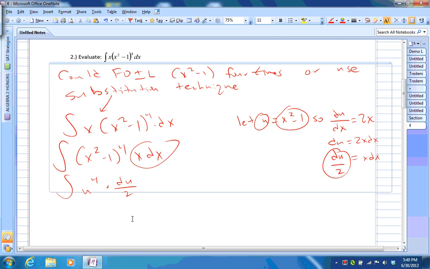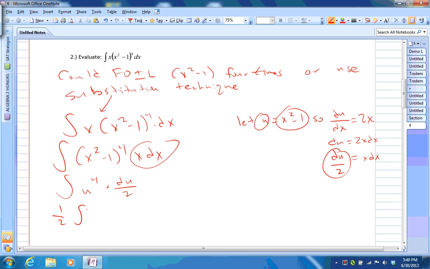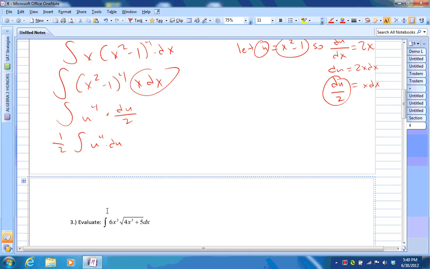Because originally we had x squared minus 1 raised to the 4 power times x dx. Replace x squared minus 1 with u, so you have u to the 4. Replace x dx with du over 2, so you have u to the 4 times du over 2, or 1/2 integral u to the 4 times du. Notice how I kept the integral sign the entire time, because I haven't done the actual integration yet. I haven't done the antiderivative, or increasing the exponent by 1 and dividing by the new exponent. Now I will do that.